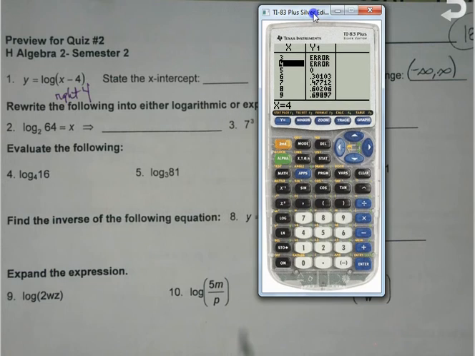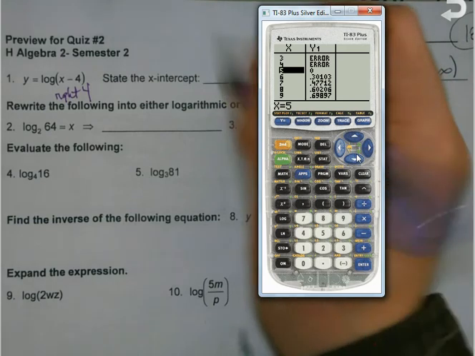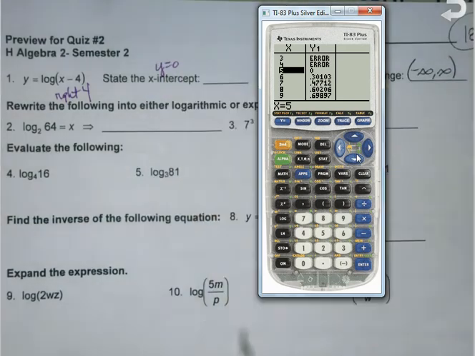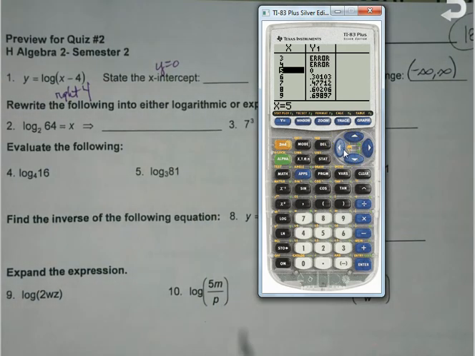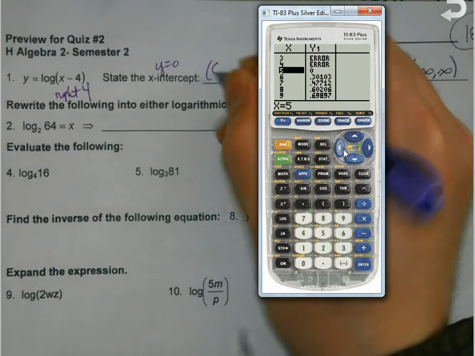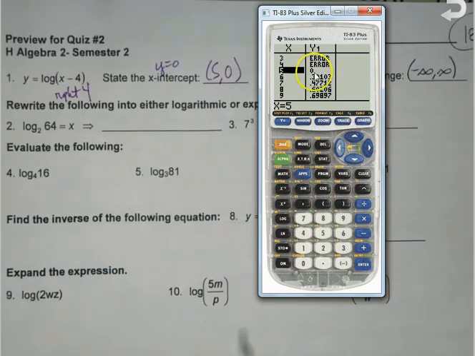So my x-intercept then, I happen to get fortunate this time, because my x-intercept, when y equals 0, is at (5, 0). Well, what if I didn't see that? What if I didn't see a 0 over in the y column? How could I do it?